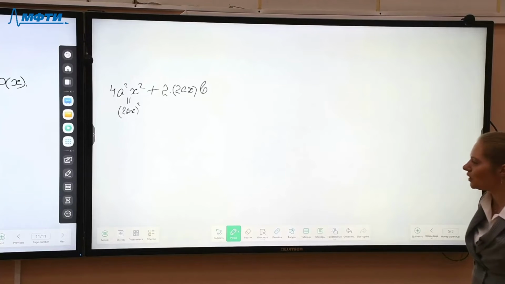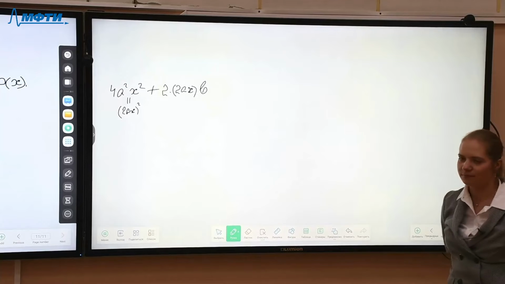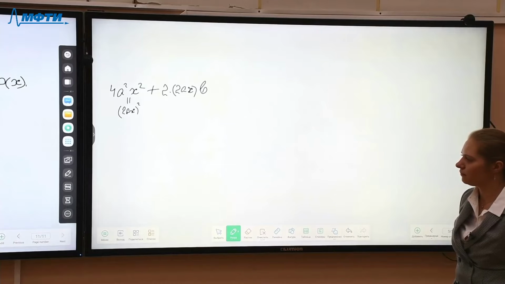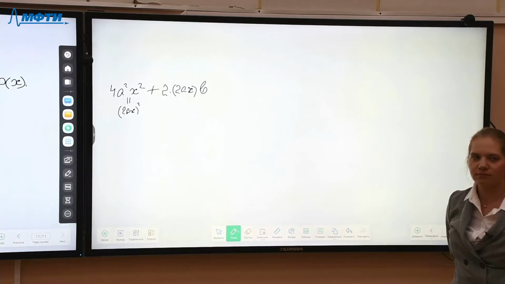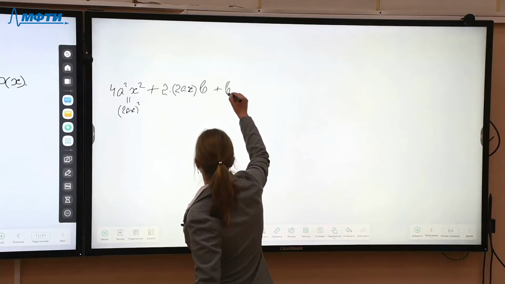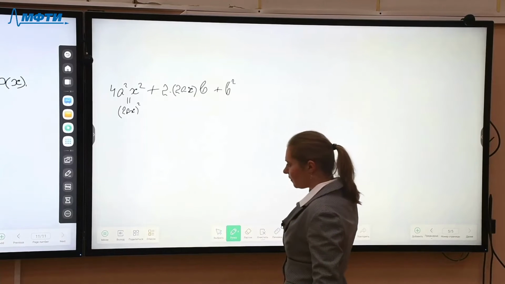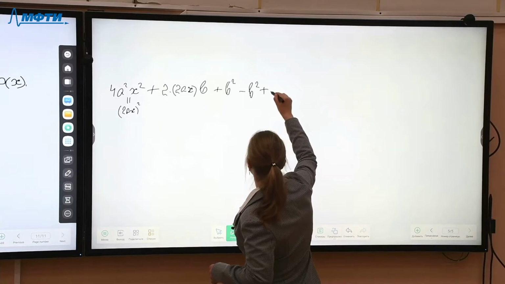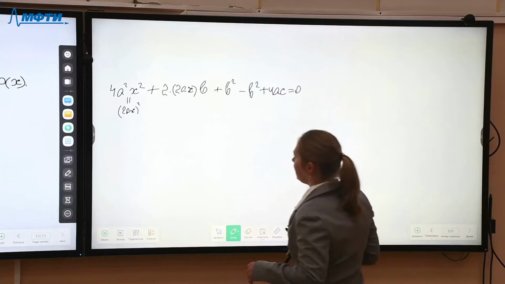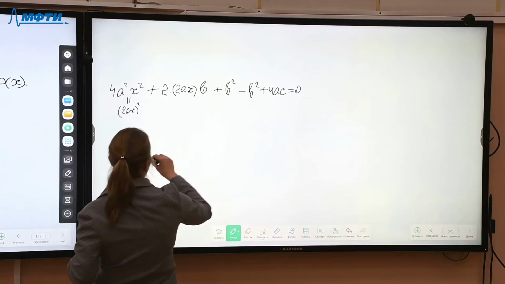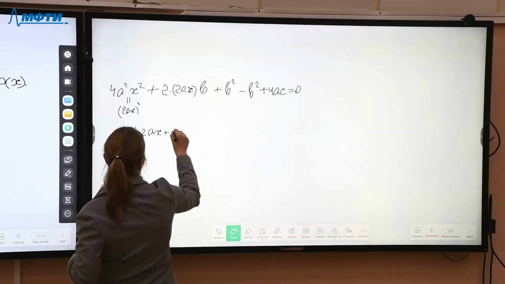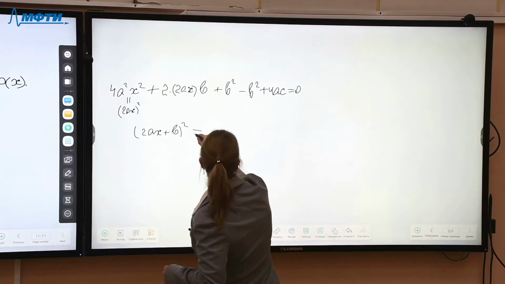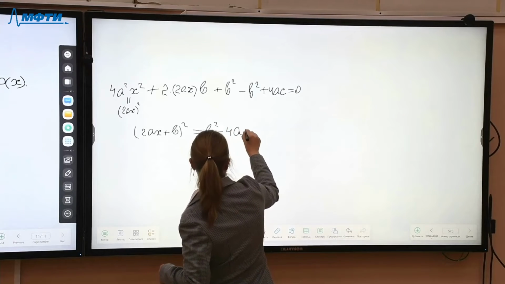And what do we need to add to get a square? B squared, sure. So plus b squared, but we need to subtract b squared right now, and plus 4ac. And this must be 0. So this is a square, 2ax plus b squared. Then I want to take this part to the right side. It is b squared minus 4ac.